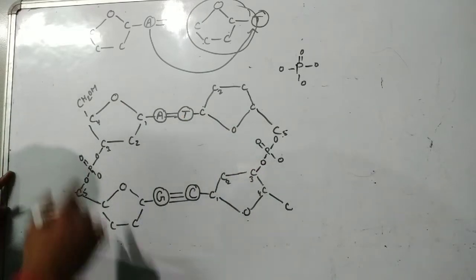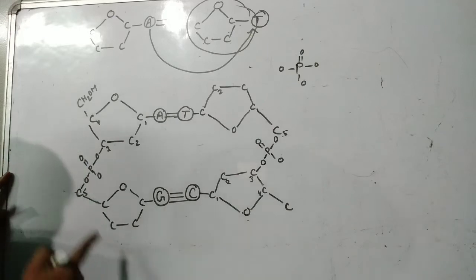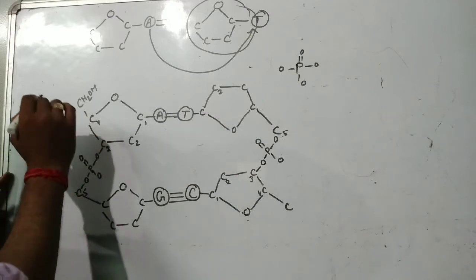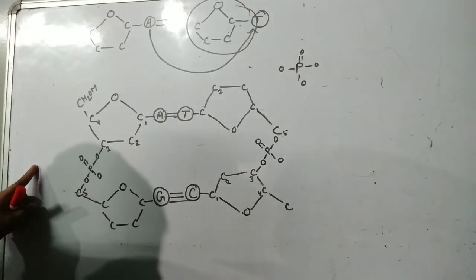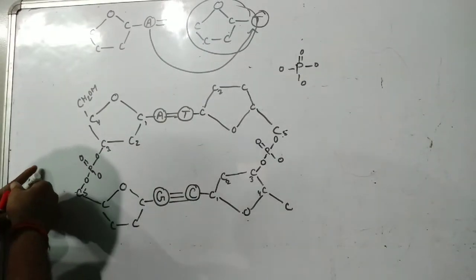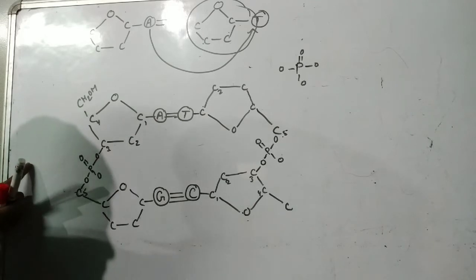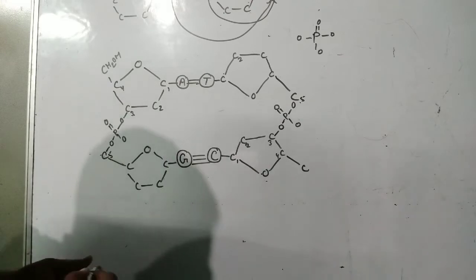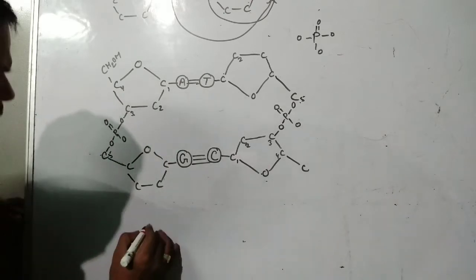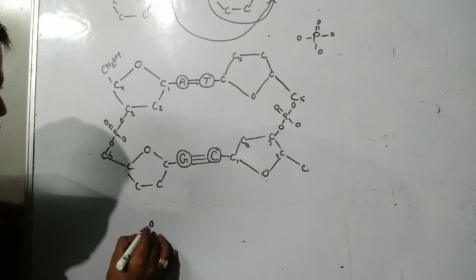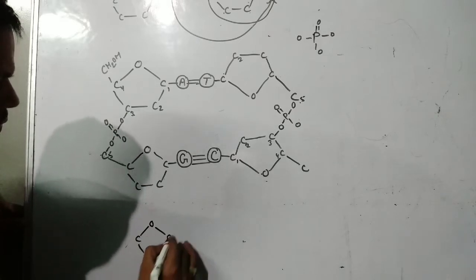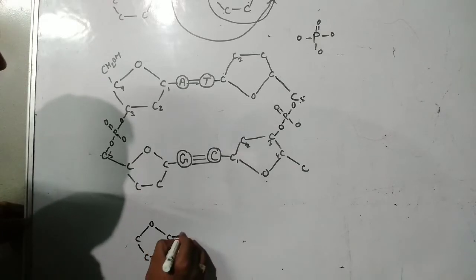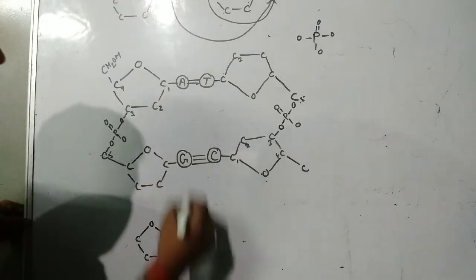Now, if you see, let us draw the next part. Again you draw one more deoxyribose, and this is your first carbon. It is going to attach with A.